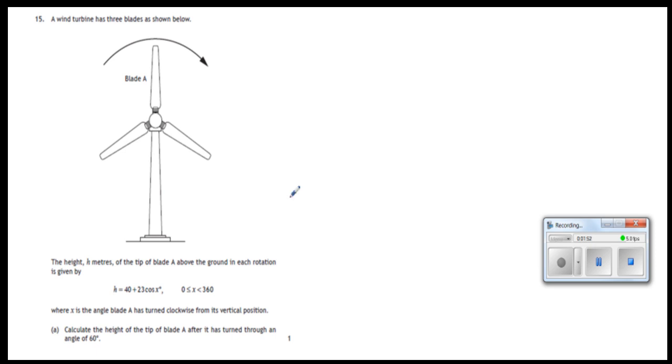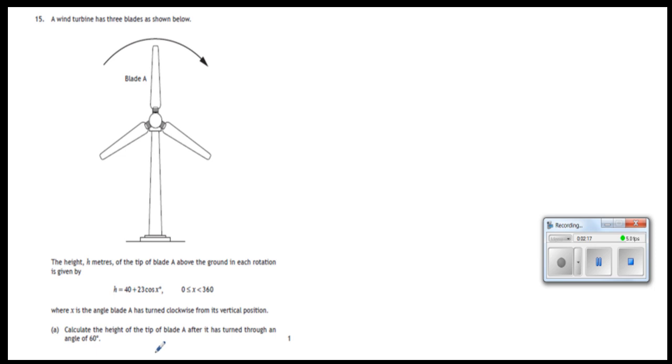So it says a wind turbine has 3 blades as shown. The height h meters of the tip of the blade above the ground in each rotation is given by, so the height is 40 plus 23 times cos x. Now it tells us x is the angle blade A has turned clockwise from its vertical position. First thing we've got to do is calculate the height of the tip of blade A after it has turned to an angle of 60 degrees.